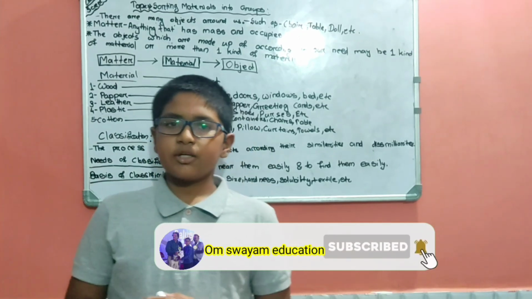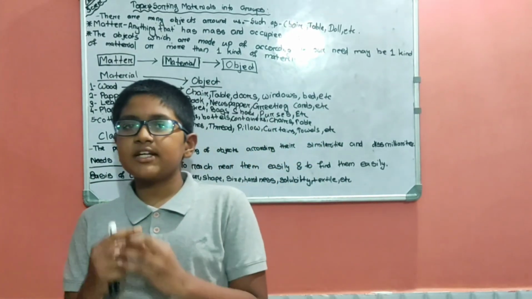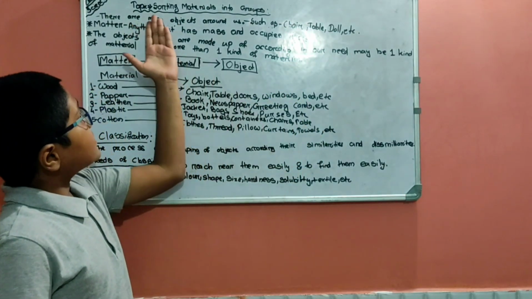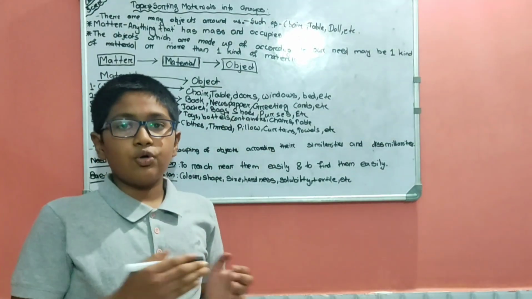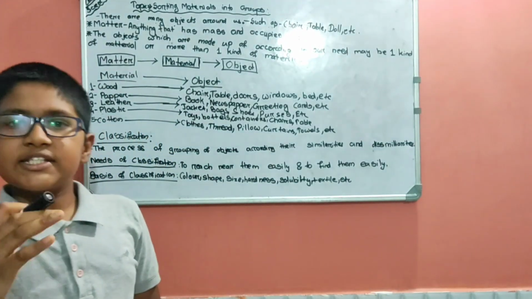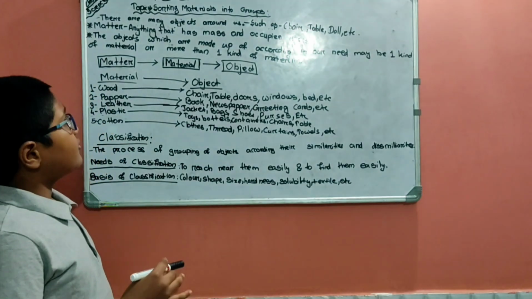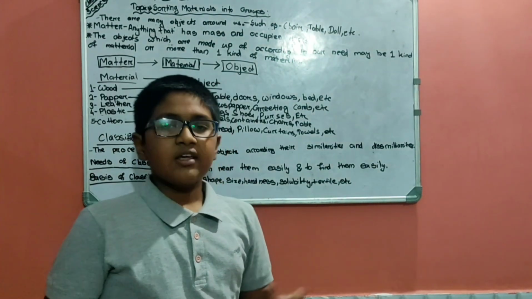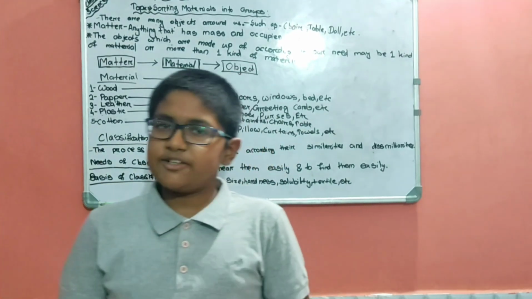Today we are going to learn about NCERT Class 6 Science, Chapter 2, whose name is Sorting Metals into Groups. Before we start this chapter, we have to learn the meaning of the chapter. Sorting metals into groups, the other name is classification.